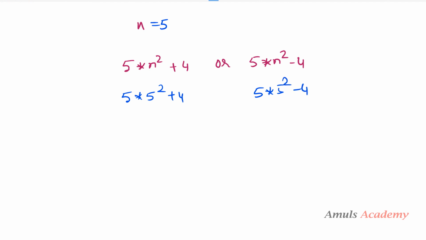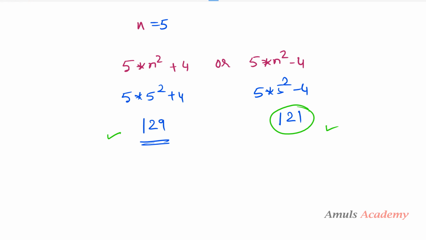So 5 square is 25. 25 into 5 is 125. 125 plus 4 is 129. And 125 minus 4 is nothing but 121. So here 129 is not a perfect square, right? But 121 is a perfect square. 11 square is 121. So 121 is a perfect square. That means 5 is a Fibonacci number. Either this or this should be a perfect square, or both should be perfect squares.